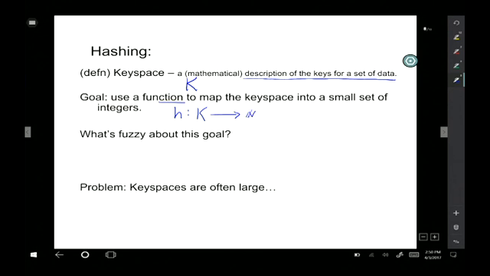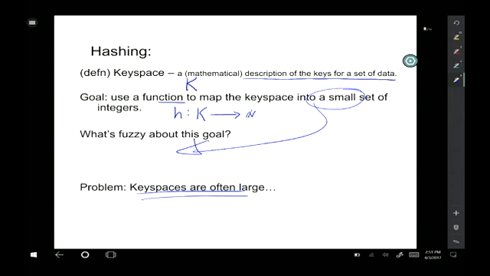There. Okay. All right. So what's fuzzy about that goal? What's fuzzy is small. How big is small? And our problem is that our key spaces are often very large. So this is where we're going to pick up next time and pull this all together, formalize it mathematically and from an implementation perspective.